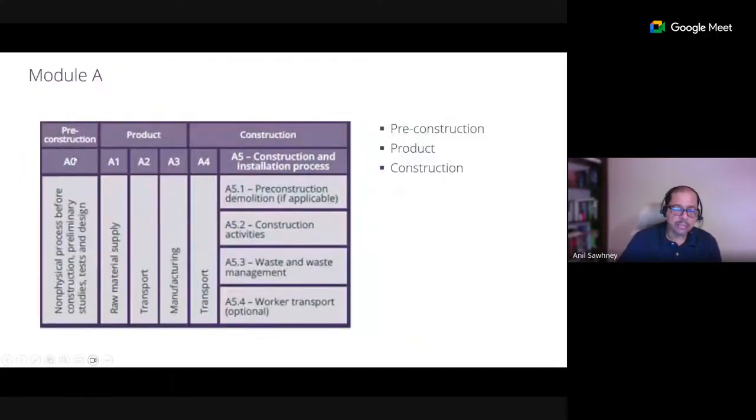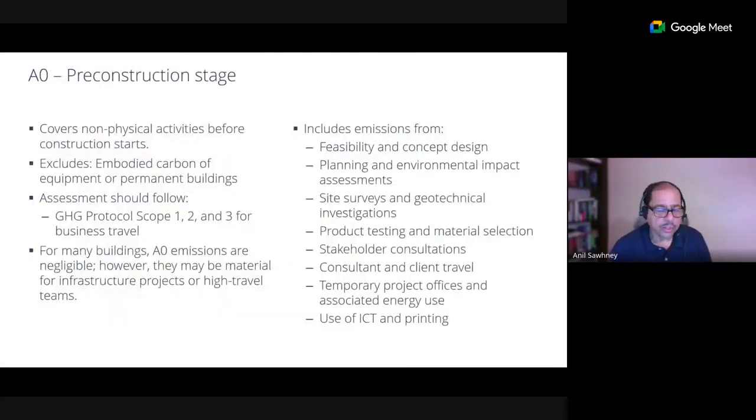So let's begin by going step by step, seeing the important aspects of calculating emissions for each module under Module A, the submodules A0 through A5. So we will include pre-construction, product, and construction stages. First, calculations are done for A0, which is also called the pre-construction stage. Sometimes it's also called the acquisition stage.